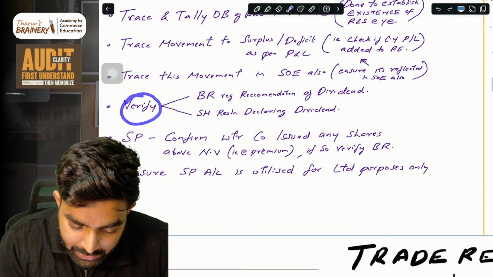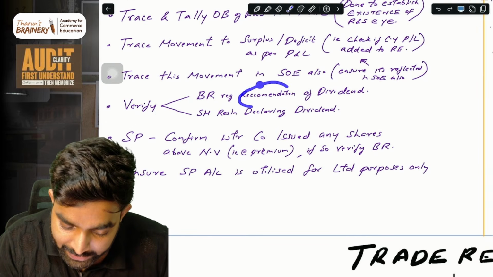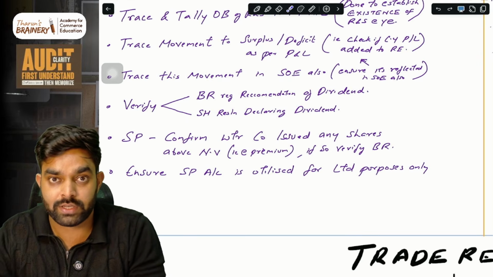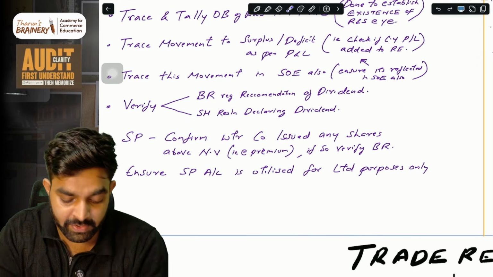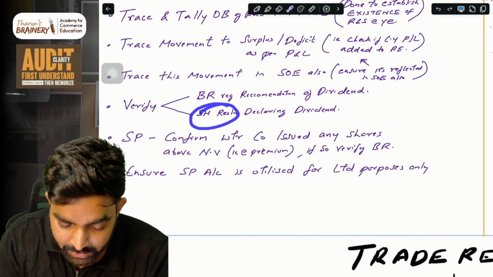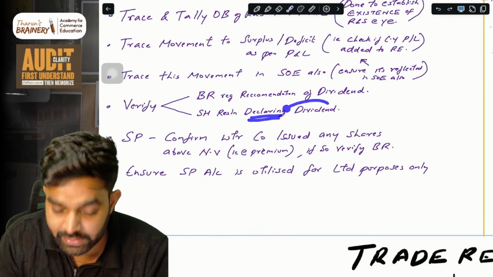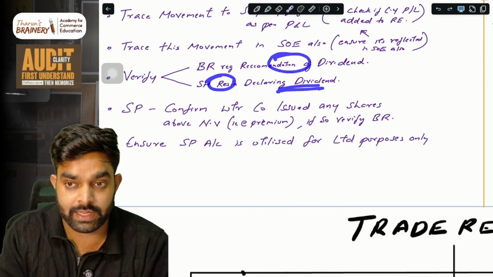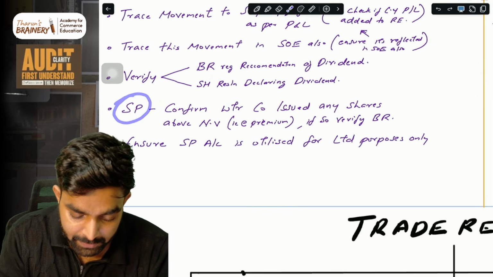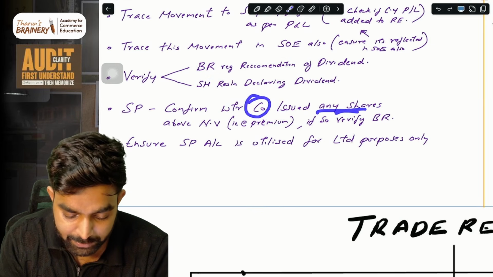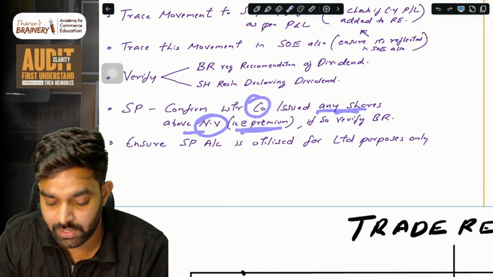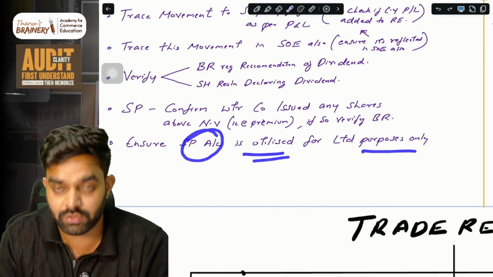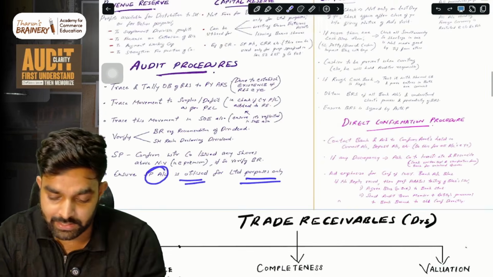Then verify the board resolution regarding recommendation of dividend. To pay the dividend, the board will pass a board resolution, the recommendation, how much dividend to pay. Verify that. Verify the shareholder resolution regarding declaring the dividend. So board resolution for recommendation of dividend, shareholder resolution for declaring dividend. Then securities premium: confirm whether the company issued any shares above nominal value, that is, at premium. If so, verify the board resolution. Then ensure that the securities premium account is utilized only for those limited purposes. Very easy, done and dusted.